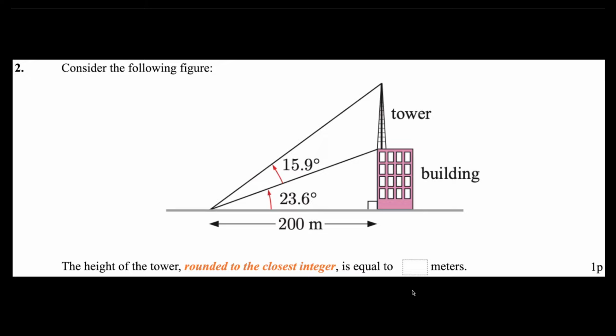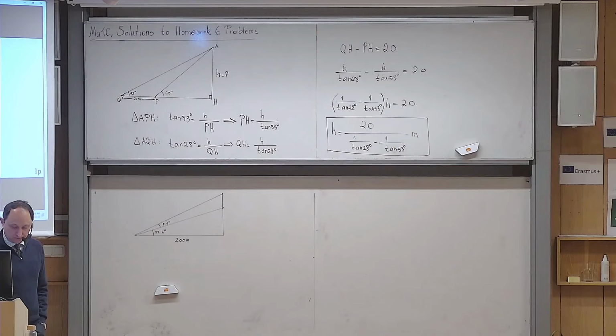So the next problem is this problem. Consider the following figure. As you see here, we have a building. On top of that, we have a tower, and the information is given here. So for example, this length is 200, and these two angles are given. The height of the tower is wanted, rounded to the closest integer. Yes, so we want to find the height only of this tower based on these pieces of information. Okay, please start thinking about it. Okay, what do you think?